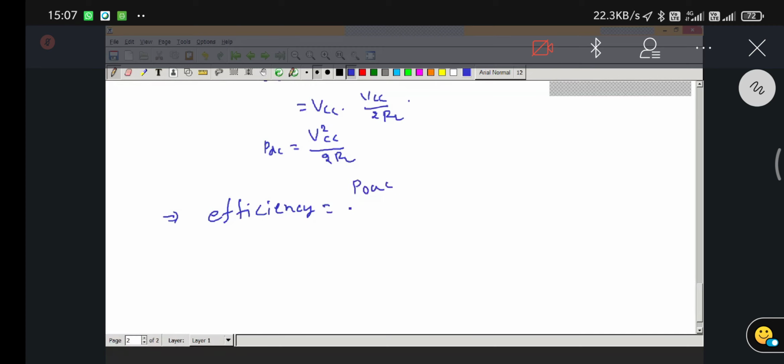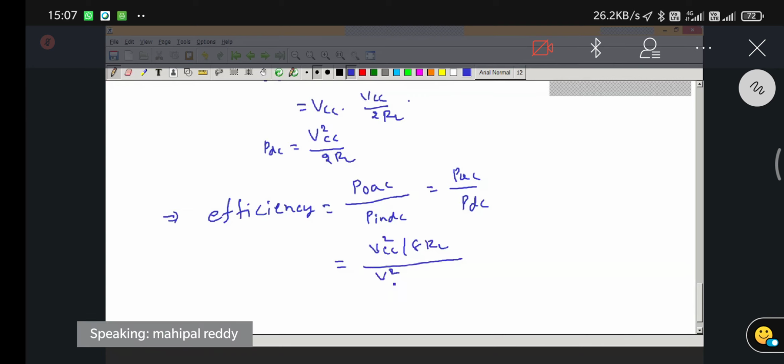PAC output AC output power by this input DC power, that is PAC by PDC. And we got PAC is what, VCC square by 8 RL that we observed, and PDC is VCC square by 2 RL.